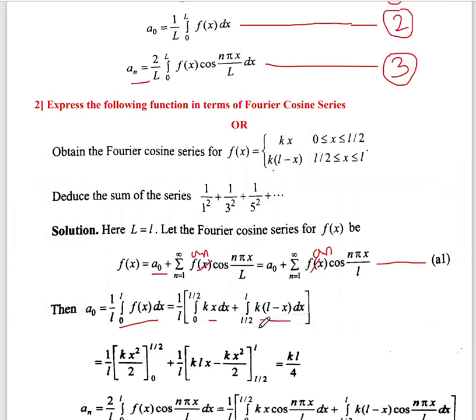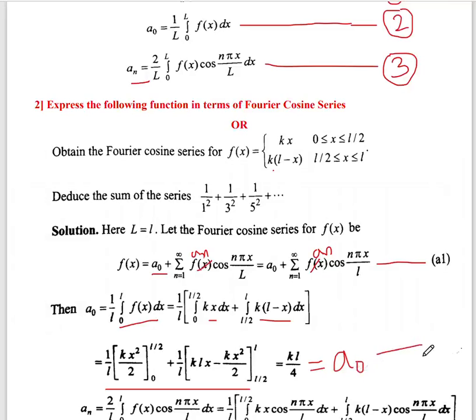So the first integral will be kl into dx, that is kl x minus kl x square by 2. This is the second integral, and the limit should be L by 2 to L. If you put upper limit minus lower limit in these two terms and solve, we will get the final result of a0 is kl upon 4, which is the term of a0.